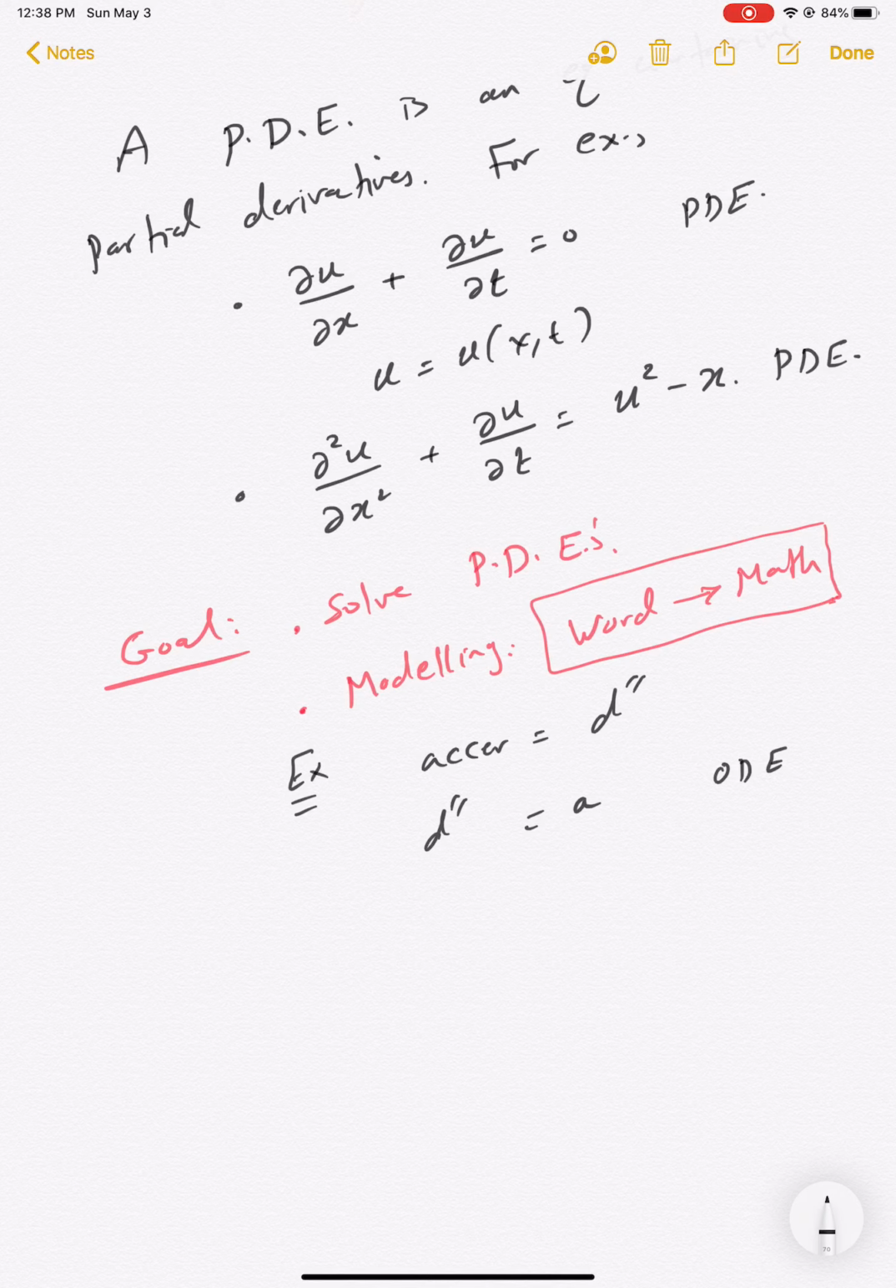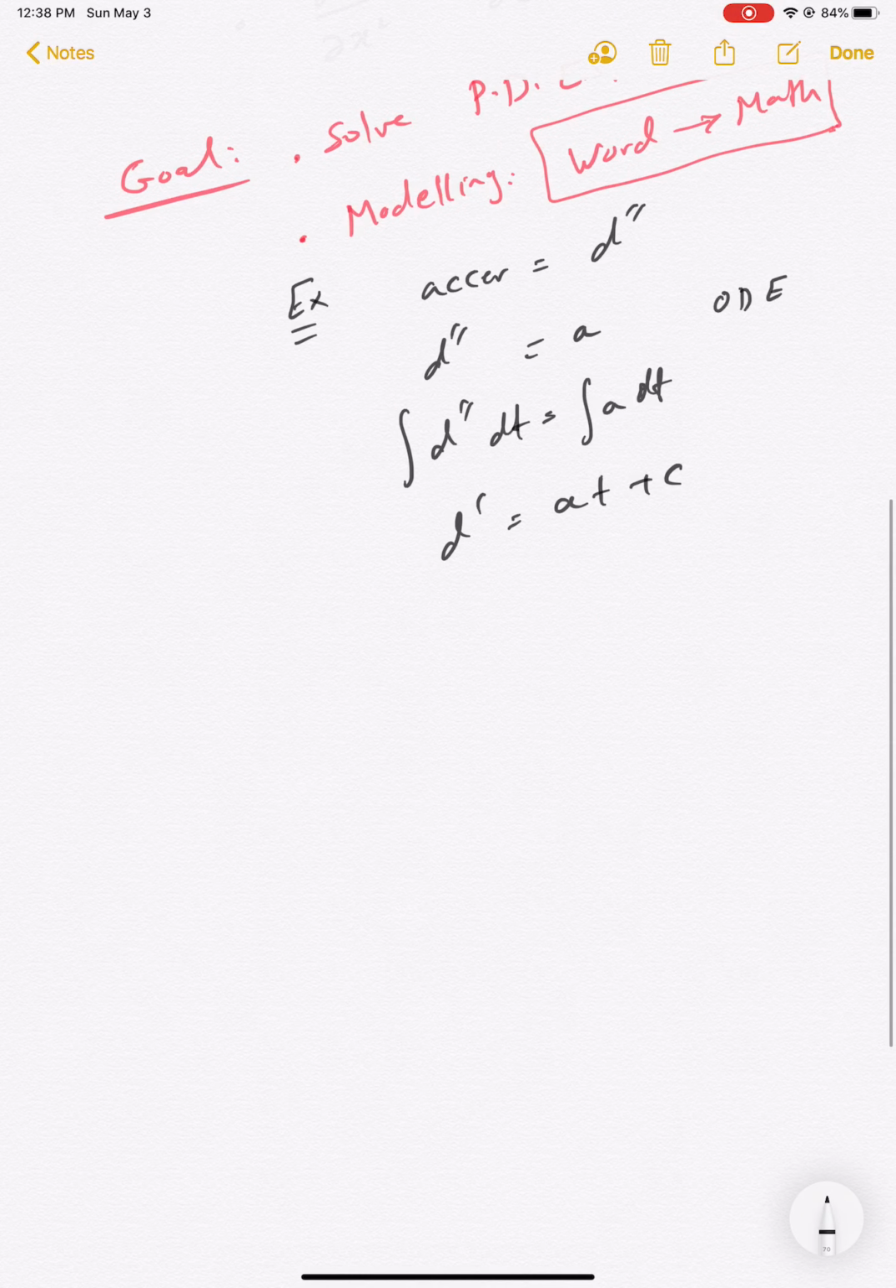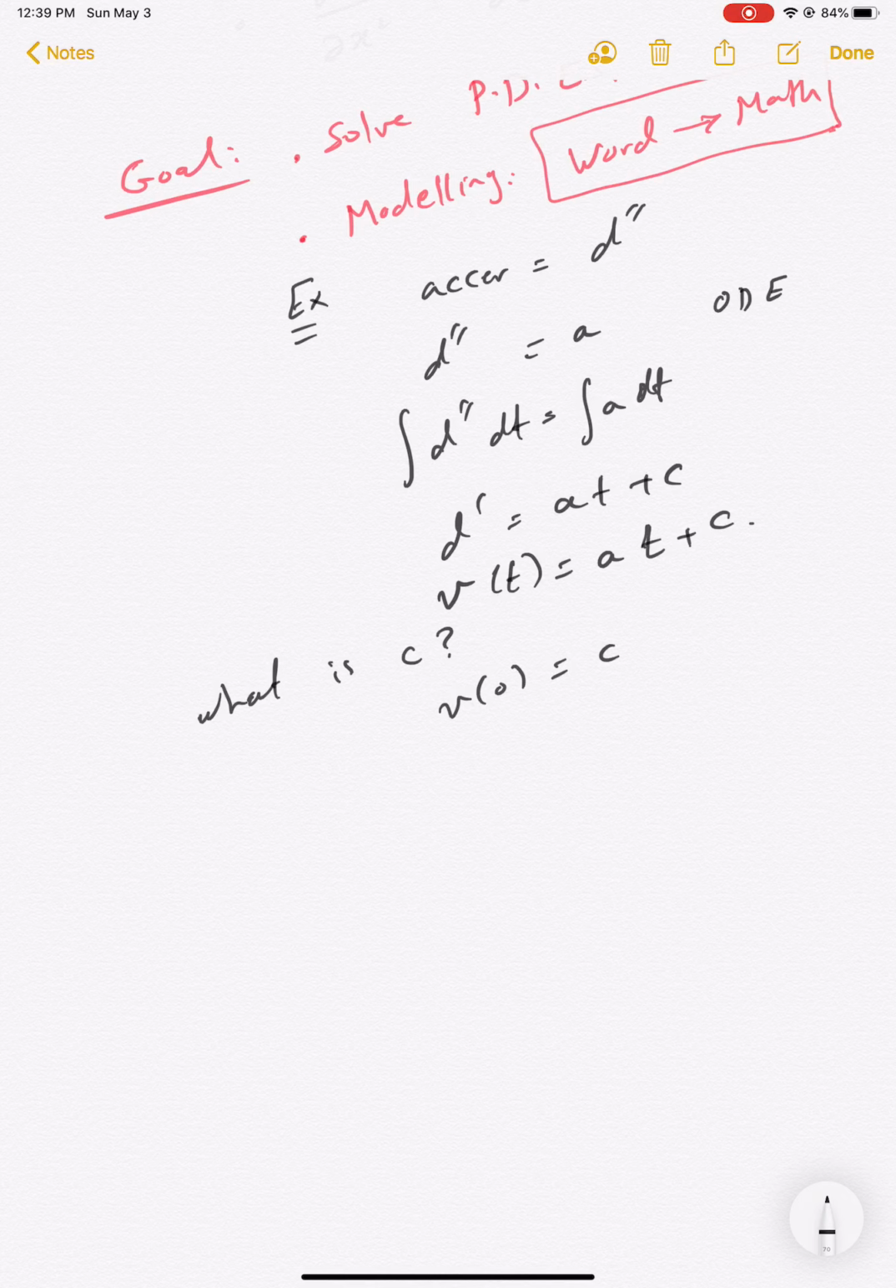For example, if you integrate this equation with respect to t, of course, this gives you d prime equals at plus a constant. But what is d prime? The derivative of the position is the velocity. So basically you're saying that the velocity is the acceleration times the time plus c. But then what is c? If you substitute t as 0, you get v of 0 equals c. So basically c is the velocity at time 0, which is usually called v0. That's the initial velocity. So from this, we find that the velocity is at plus v naught.